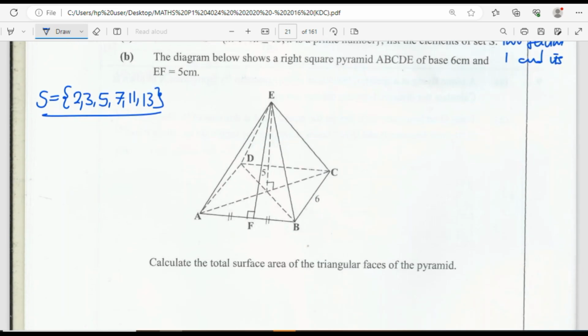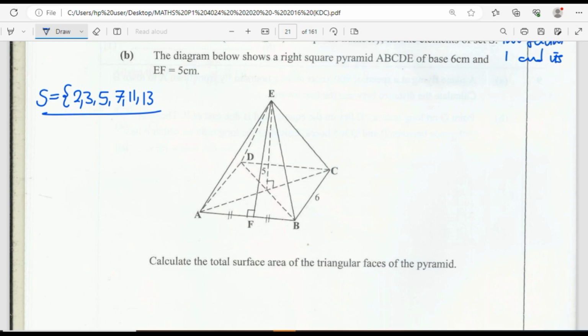The diagram below shows a right square pyramid ABCD of base 6 centimeters and EF 5 centimeters. The question is: calculate the total surface area of the triangular faces of the pyramid. So we only need the faces of the pyramid. So how can we solve this? With a square base, can we find the area of one triangle?